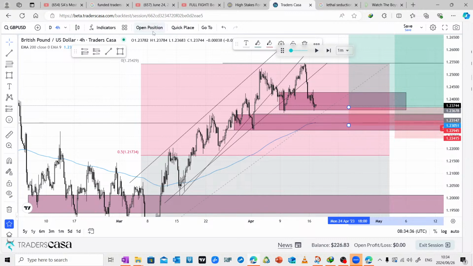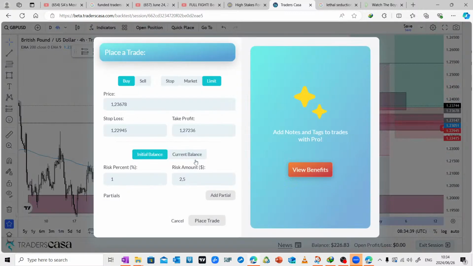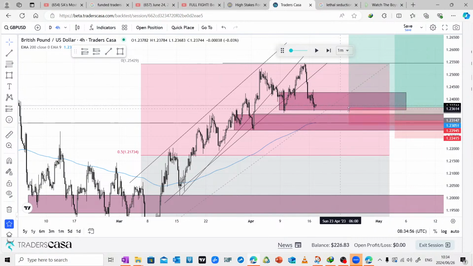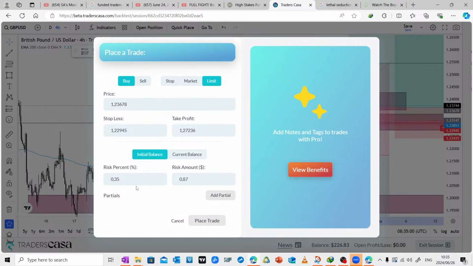Open position. This is the risk entry. So on the risk entry, I'm risking 0.35. No, that's wrong. And the risk entry, I'm opening, and I'm risking. What's the current balance? The current balance is $227.